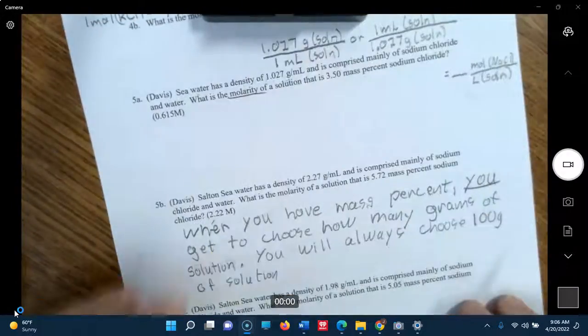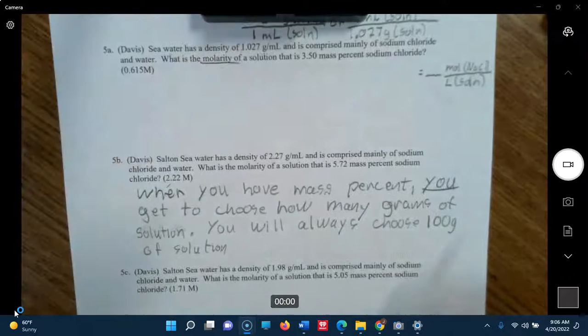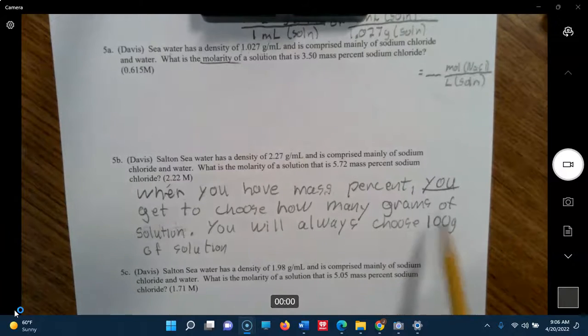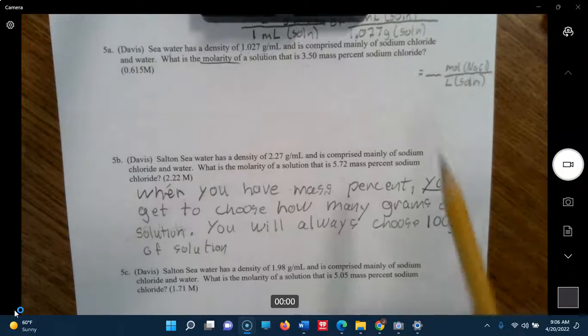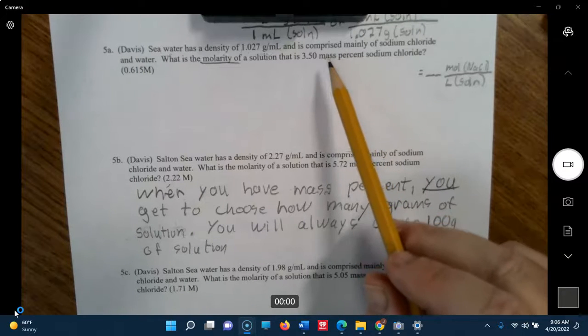When you have a mass percent, you get to choose how many grams of solution you want to use. That's your choice. You will always choose 100 grams. Why? Because it's a nice round number. It's a relatively small number. It's not like 1,000 or 1,000,000. So think about it. What is 3.5 mass percent? It means grams of solute, NaCl, over grams of solution times 100%.